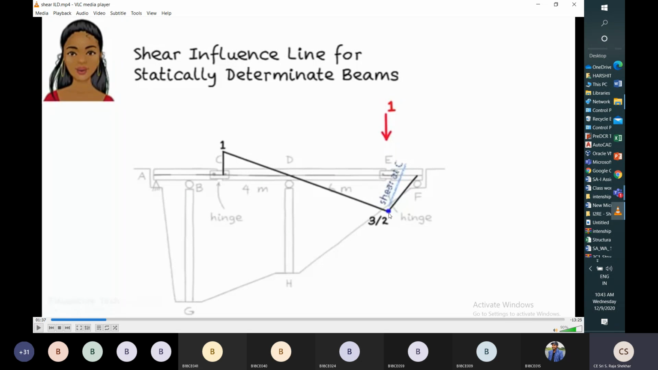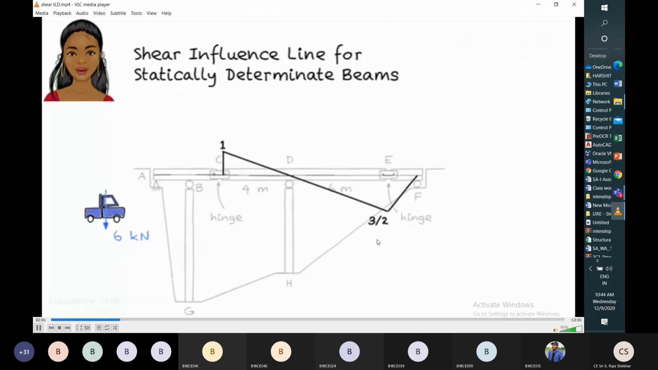And once the moving load crosses E, it comes back up and reduces to 0 when the unit load reaches point F. So this is the variation of the shear influence line for the section C. When the unit load moves from A to F, the variation of shear force at section C is represented by this influence line diagram.